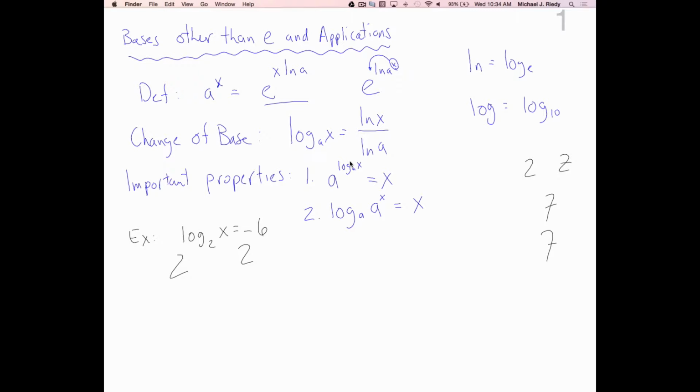What's the left side become? X. And then this, whoops, that's a 6. I'm assuming you can do that. What's a negative exponent do? 1 over. So that would be 1/2 raised to the 6th power. Okay, that's one way to solve it. There is another way. How else can you solve this equation?